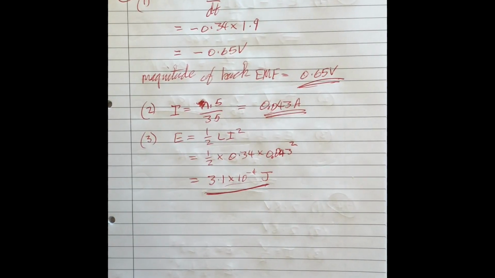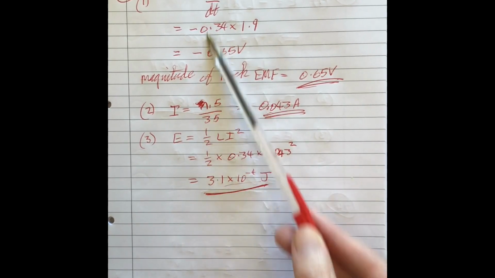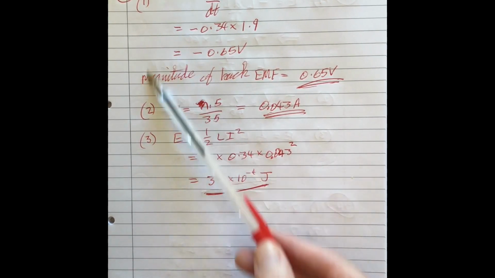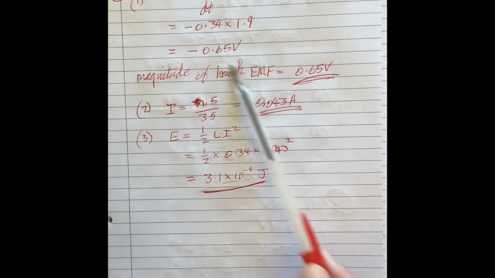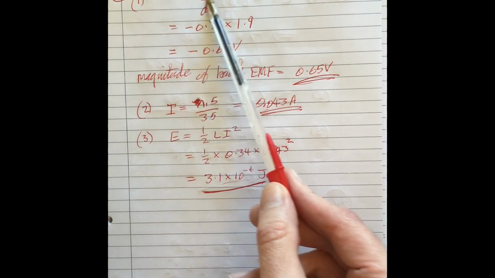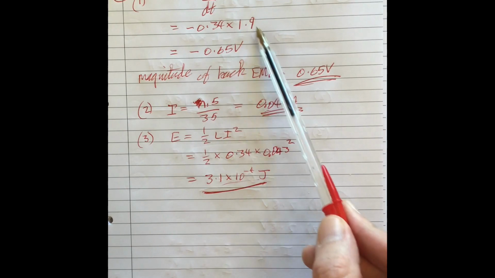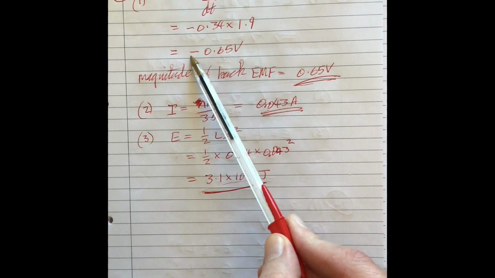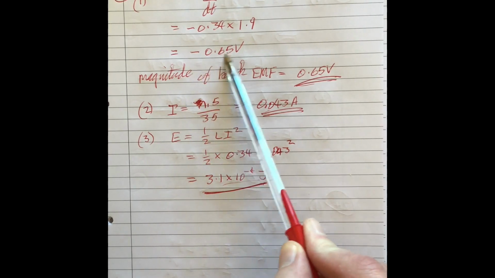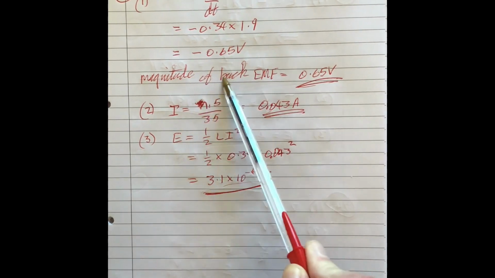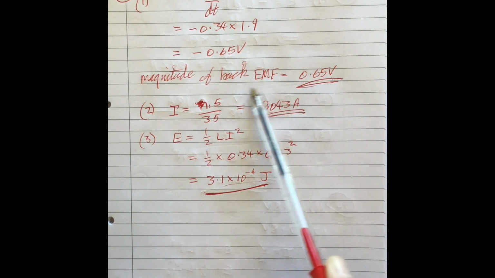Question 22. Again, this one requires a bit of thinking, but they've conveniently broken it down into pieces for you. So part 1, calculate the magnitude of the back EMF. So EMF formula, minus L di by dt, negative 0.34 times 1.9, value supplied in the question, gives you a back EMF of 0.65 volts. So the EMF is negative 0.65 volts. The negative sign tells us it's a back EMF, so magnitude of back EMF 0.65 volts.